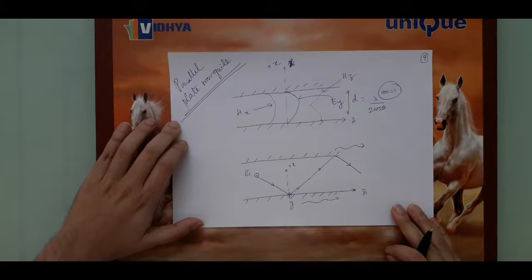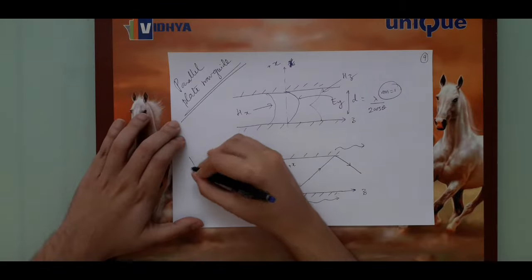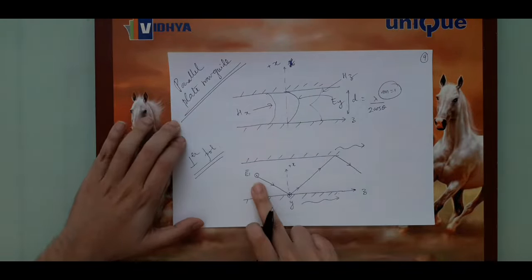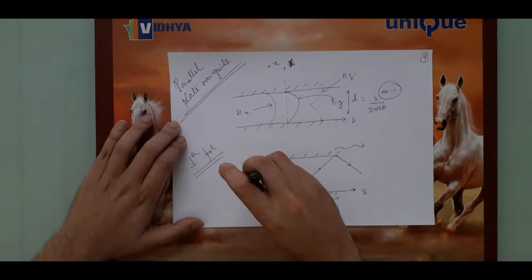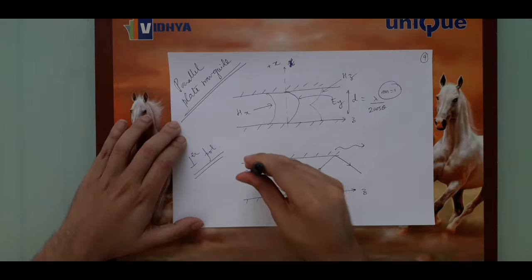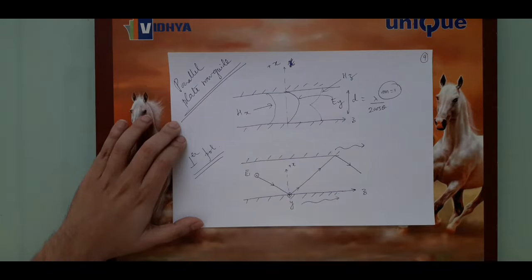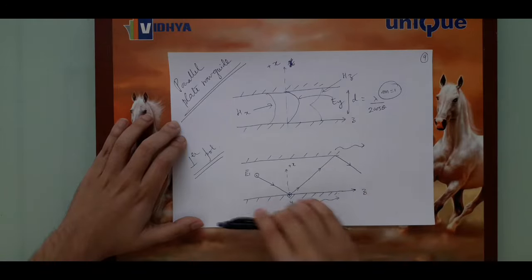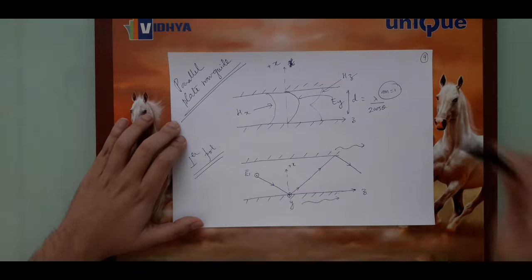So, this perpendicular polarization, where you can see the direction of the E vector is perpendicular to the plane of the paper, while the direction of the flow of the induced wave, so to speak, is along this Z direction.